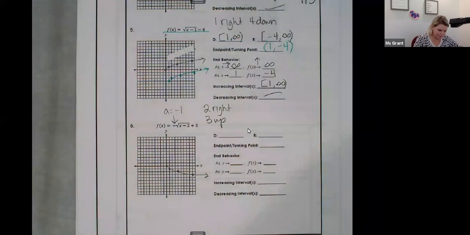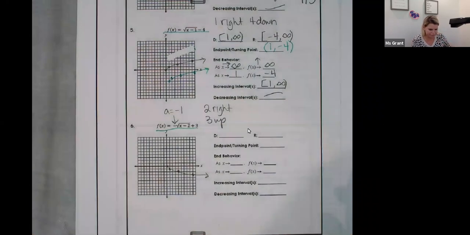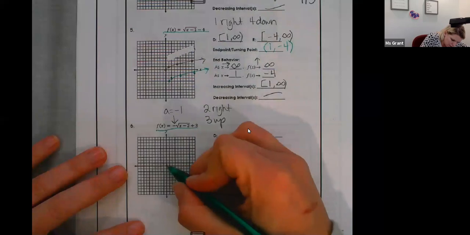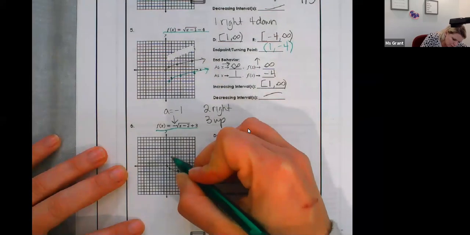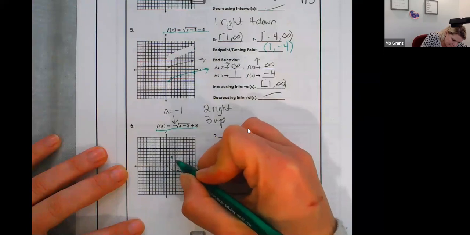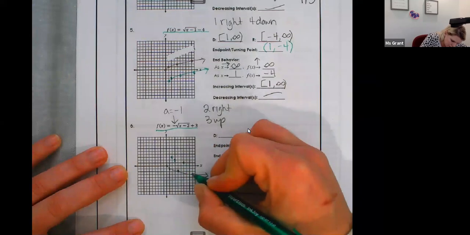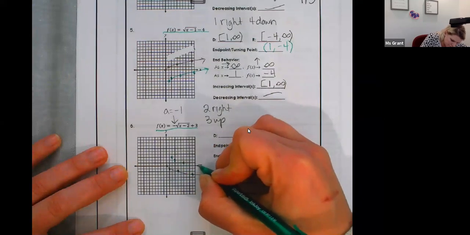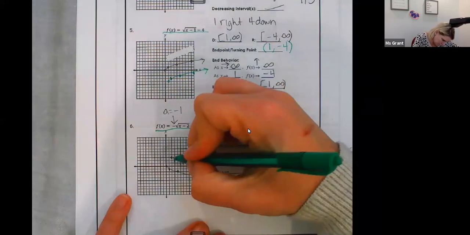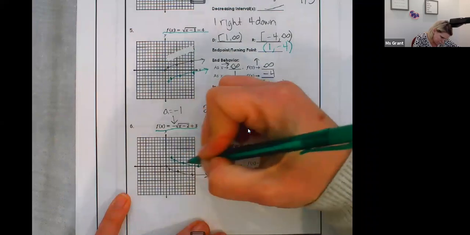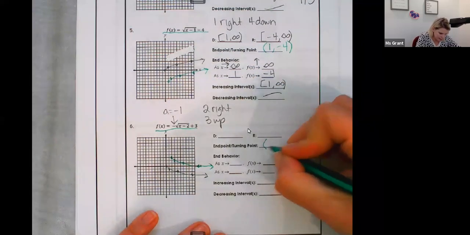That's what the parent function looks like. Now my green is going to go downward like that. It's going to have that downward shape, but it's going to be 2 to the right and 3 up. So every ordered pair, translate 2 to the right, 3 up. Every single ordered pair, 2 to the right, 3 up. My end point is at 2, 3.